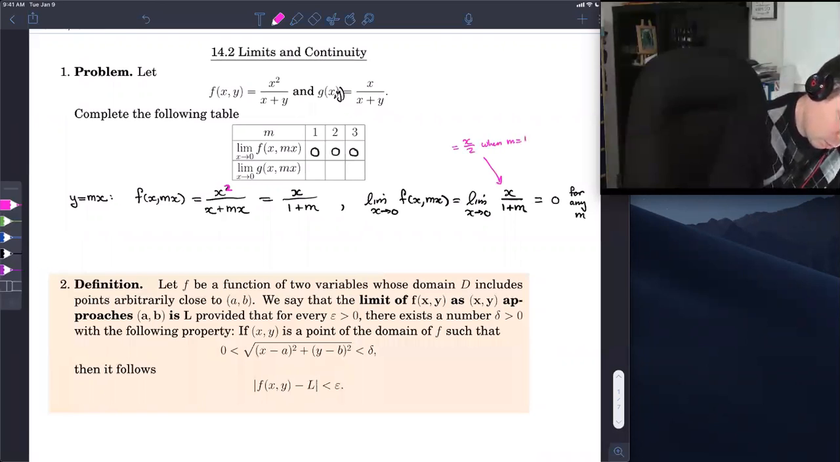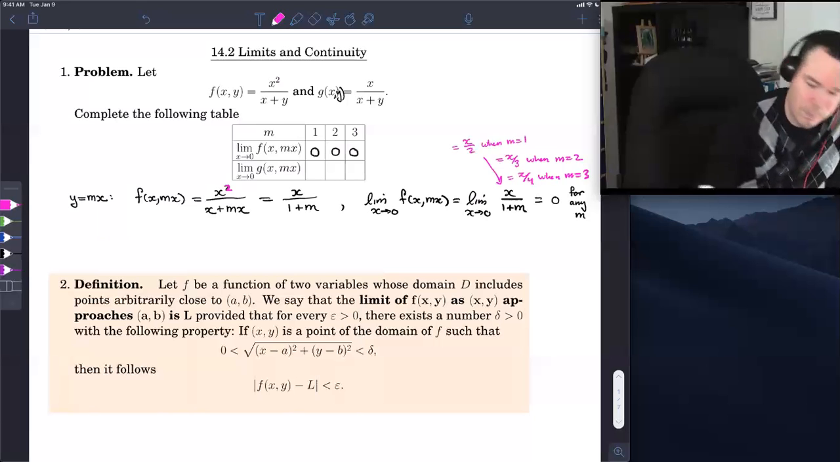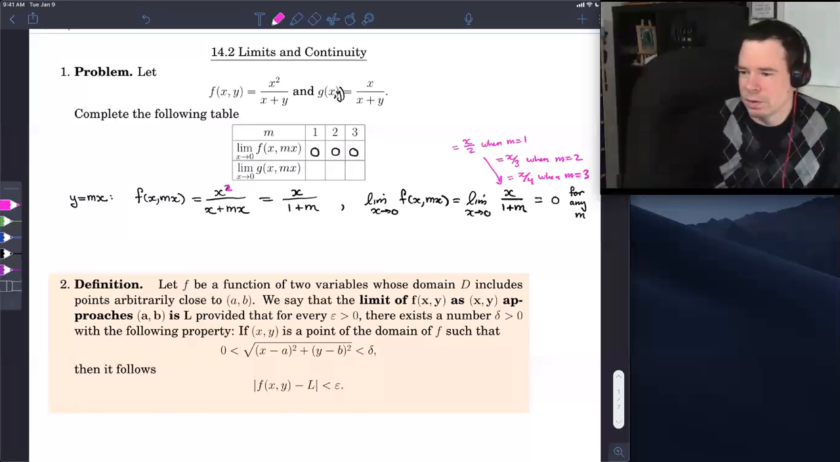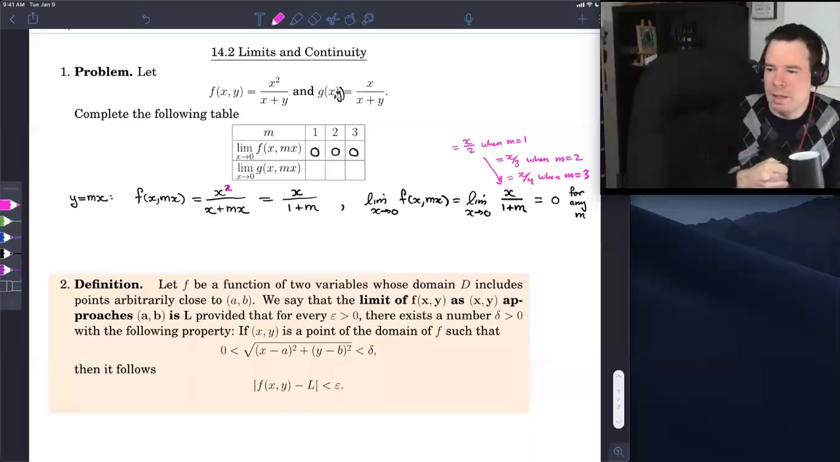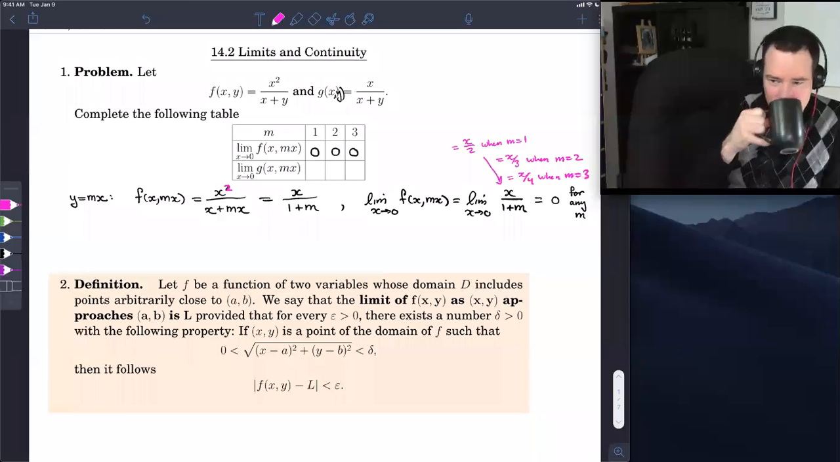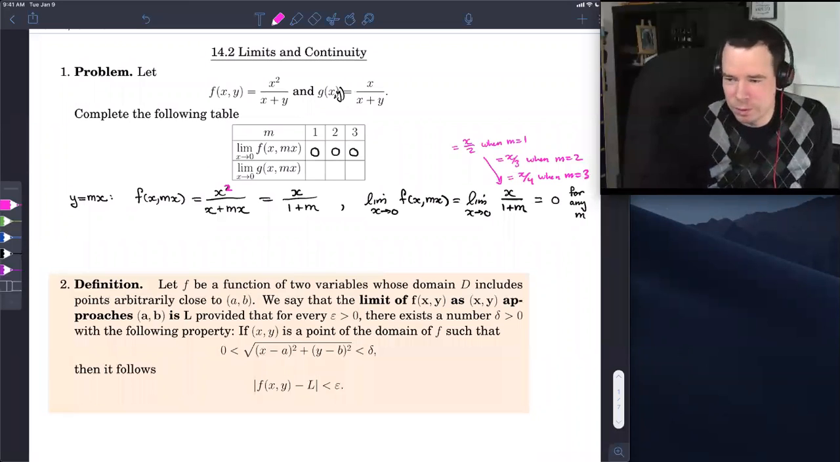When m is 1, it's equal to x over 3 when m is 2, and it's equal to x over 4 when m is 3. And no matter which one of those functions I'm considering, they all have the same limit as x goes to 0, and that limit is 0. So that's the first row of the table.